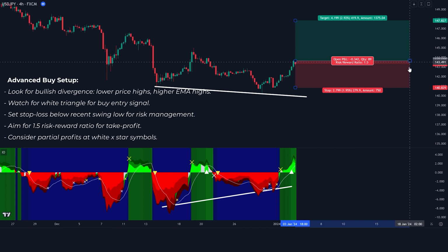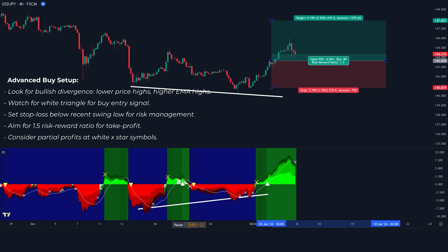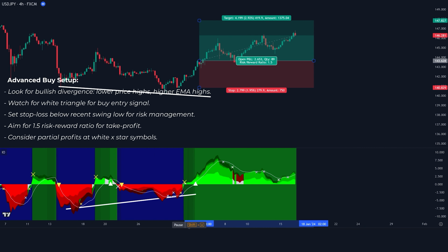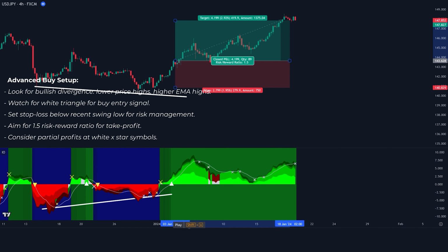Additionally, consider taking partial profits when the oscillator prints white star symbols, signaling potential opportunities to lock in gains while allowing the remaining position to continue profiting.